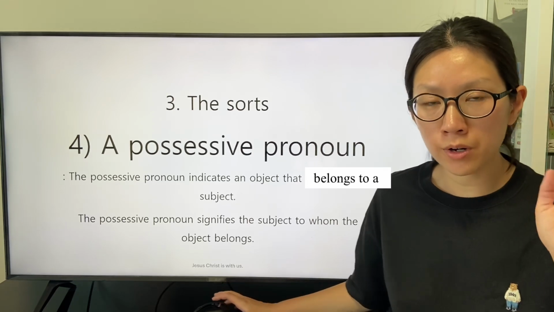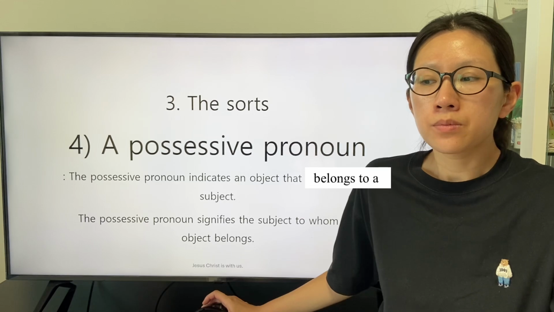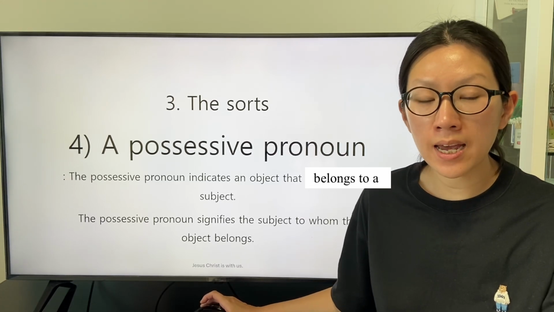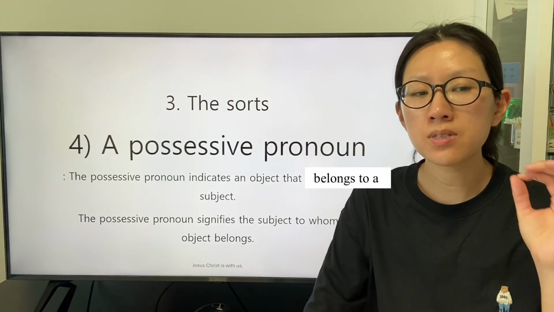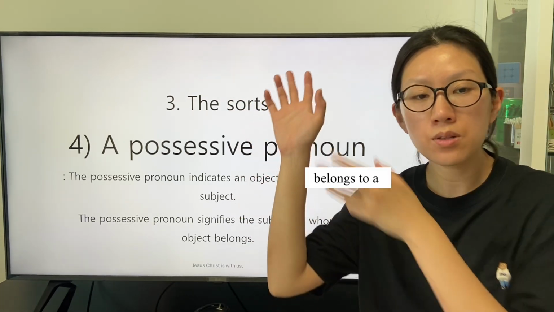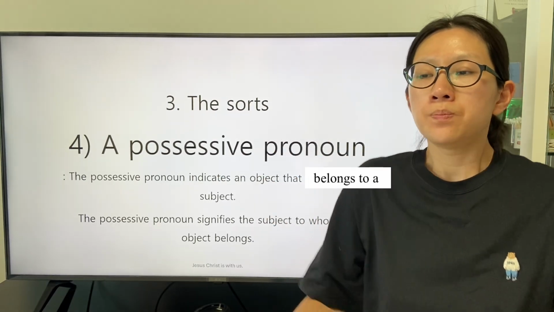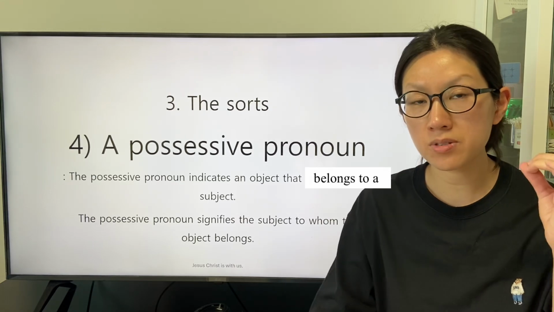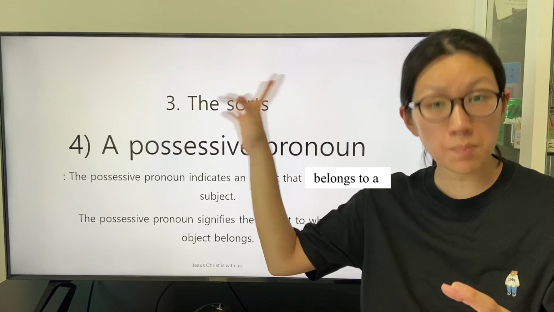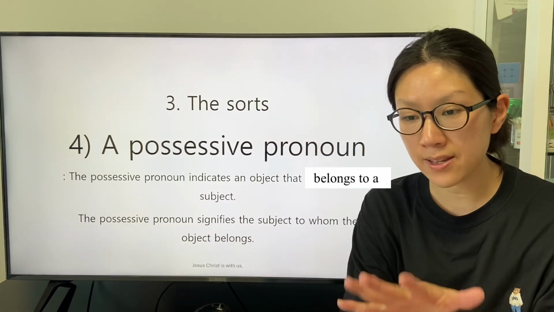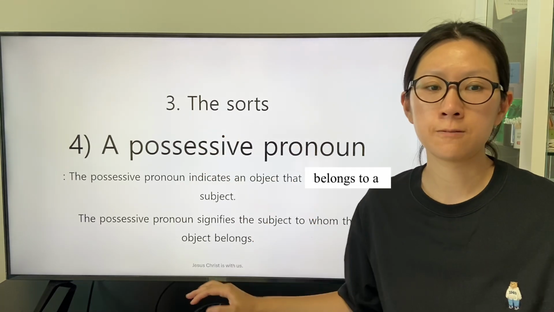The first sort of the pronoun is the possessive pronoun. The possessive pronoun indicates an object that belongs to a subject. The possessive pronoun signifies the subject to whom the object belongs. The speaker applies the possessive pronoun to indicate an object that belongs to a subject, and the possessive pronoun reveals the information about the subject.